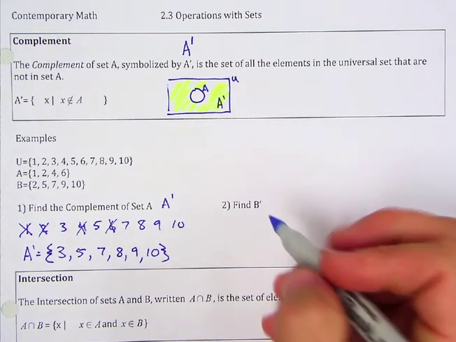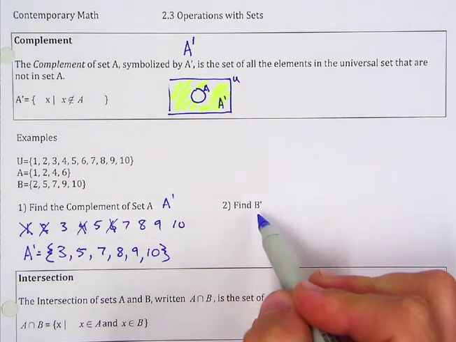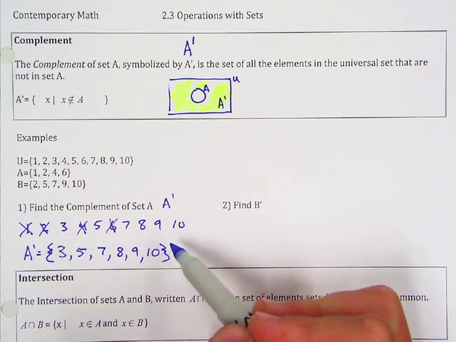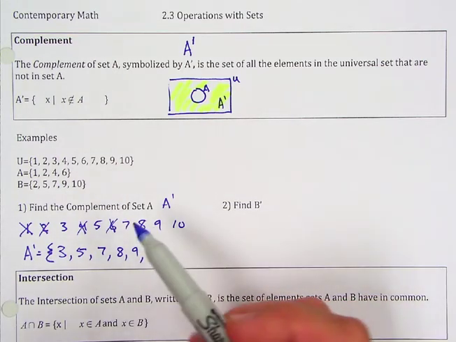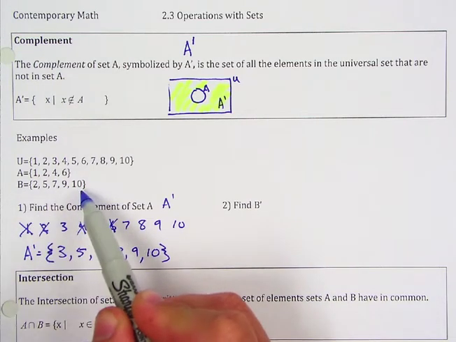All right, let's try the next one. So for example 2, we want to find the complement of set B. So it's everything in the universal set that is not in set B. So you can do the same process again, but you can just do it in your mind if you'd like. So B contains 2, 5, 7, 9, and 10, so we just can't use those numbers.